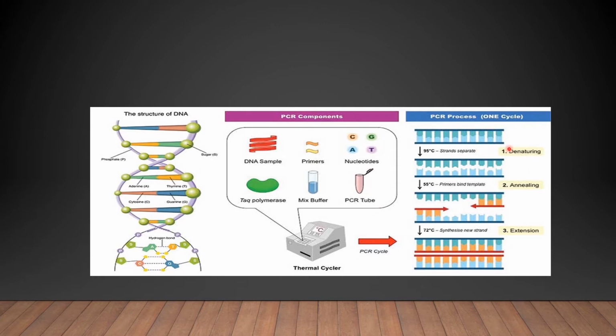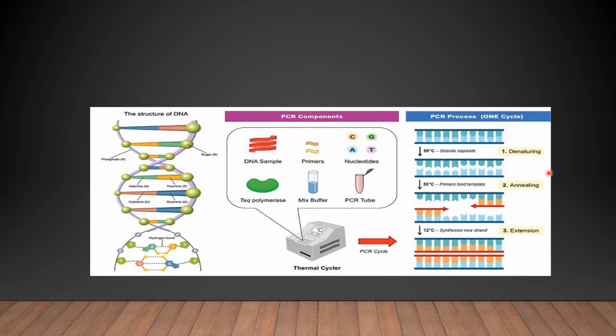There are three steps involved in the polymerase chain reaction process. The first step involves the denaturation of the DNA, where the two strands will be separated by denaturation. The second step involves the annealing. And the third step involves the extension of the DNA sequence.